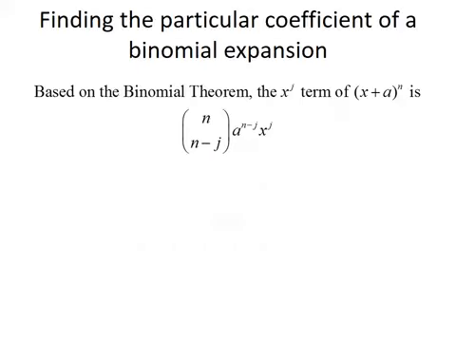And so the last thing that we're going to talk about with the binomial theorem is finding a particular coefficient for a binomial expansion. So based on the binomial theorem, the x to the j term of x plus a to the nth power is n choose n minus j, times a to the n minus j times x to the j power.